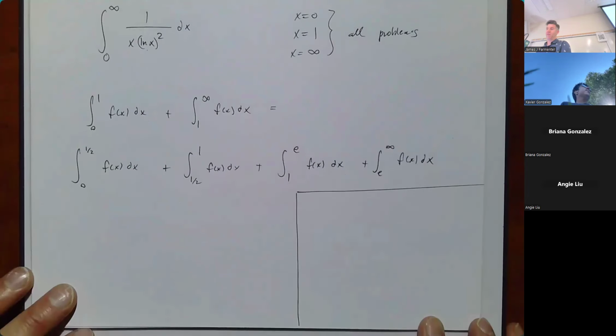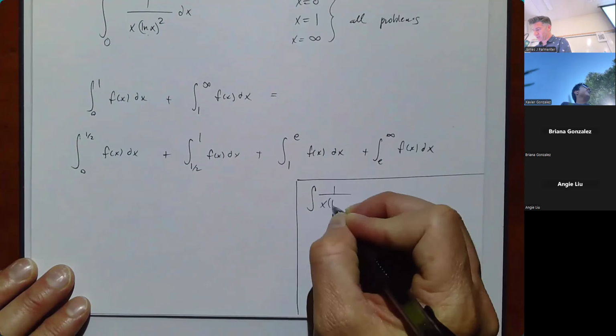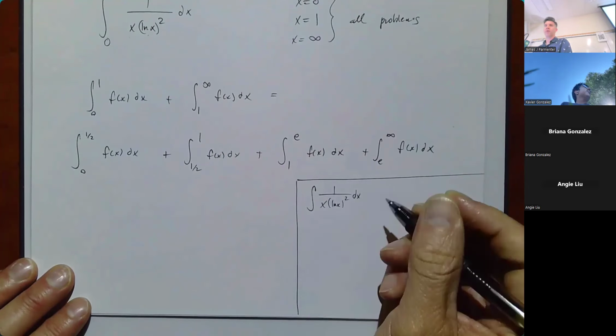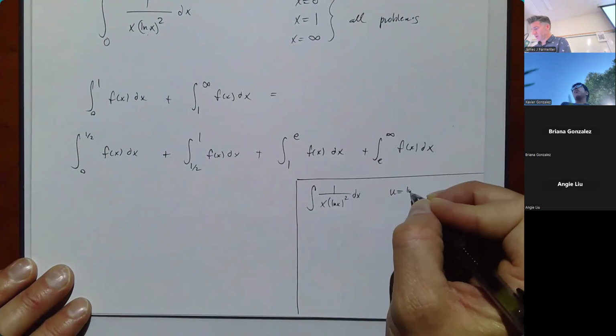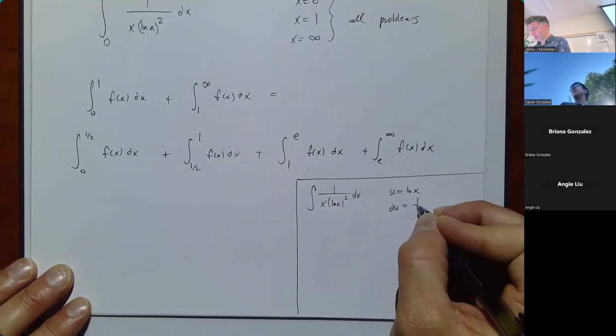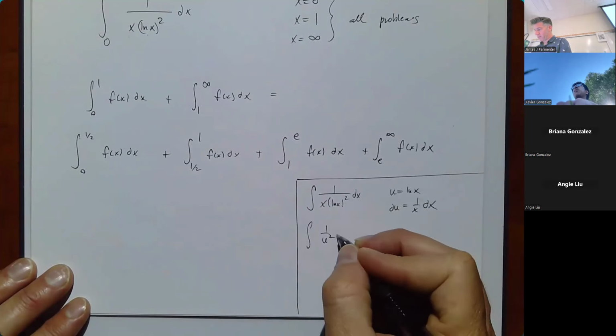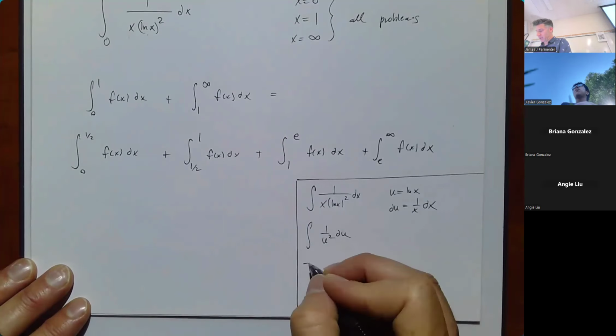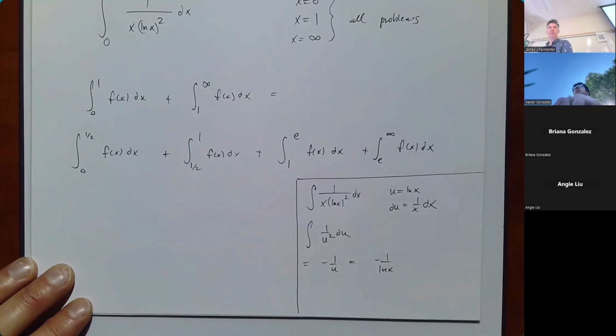It's just, we're not going to do all of it. So I'll point out that the antiderivative of 1 over x times natural log of x squared, a lot of these end up being u subs. u equals natural log of x, du is 1 over x dx. This becomes the integral of 1 over u squared, which is going to be negative 1 over u, which is going to be negative 1 over natural log of x.